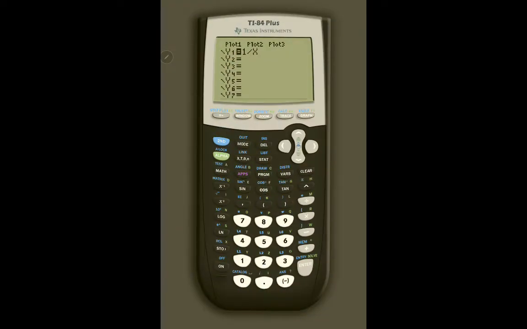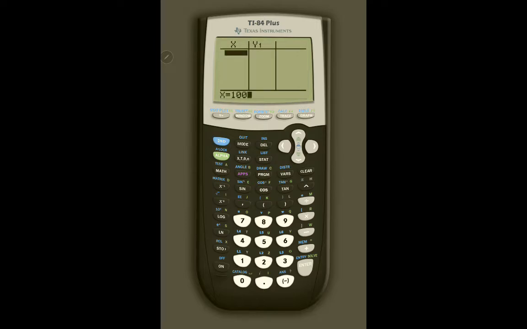I'm going to go to my table right now. You can see that it's automatically set up to count by ones, and that's going to take me forever to scroll. So I'm going to change, second window, to table setup. I'm going to change my table setup for the independent variable, which is the x variable. Instead of having it automatically fill it in, I'm going to have it ask me. And then back to the table. It's blank. It's waiting for me to type stuff in.